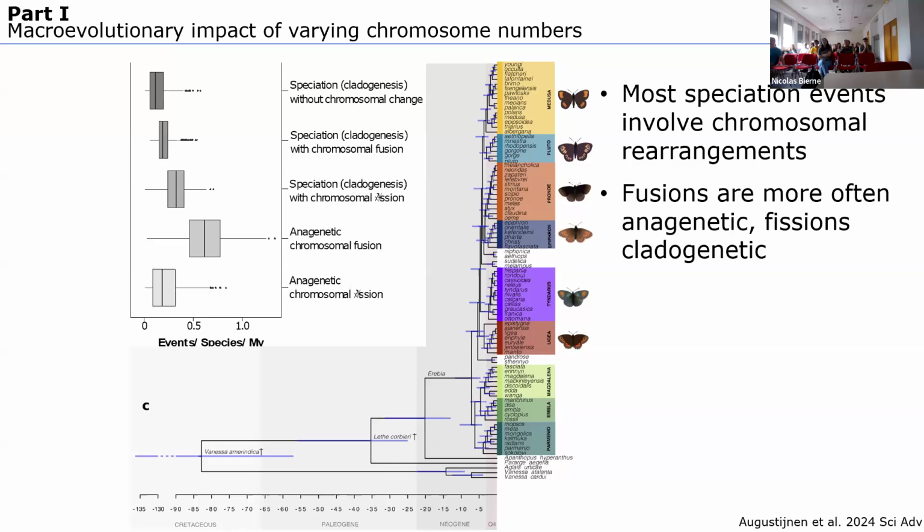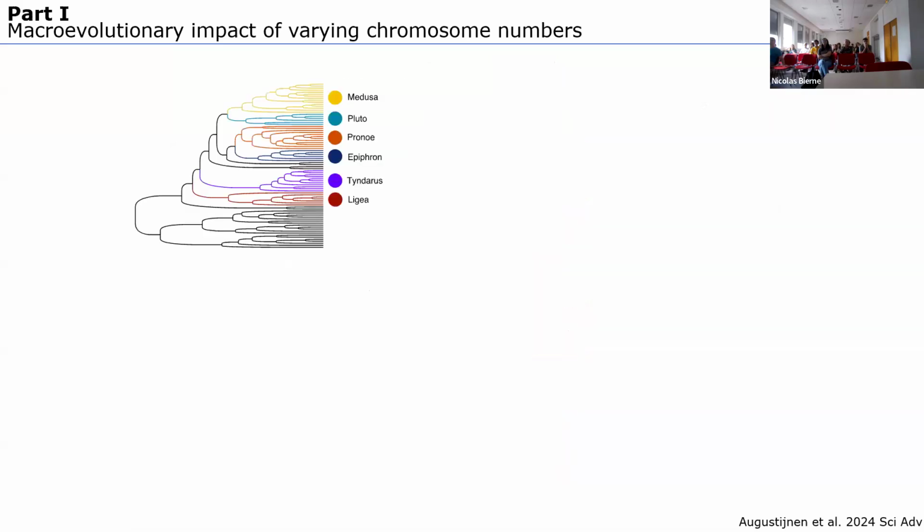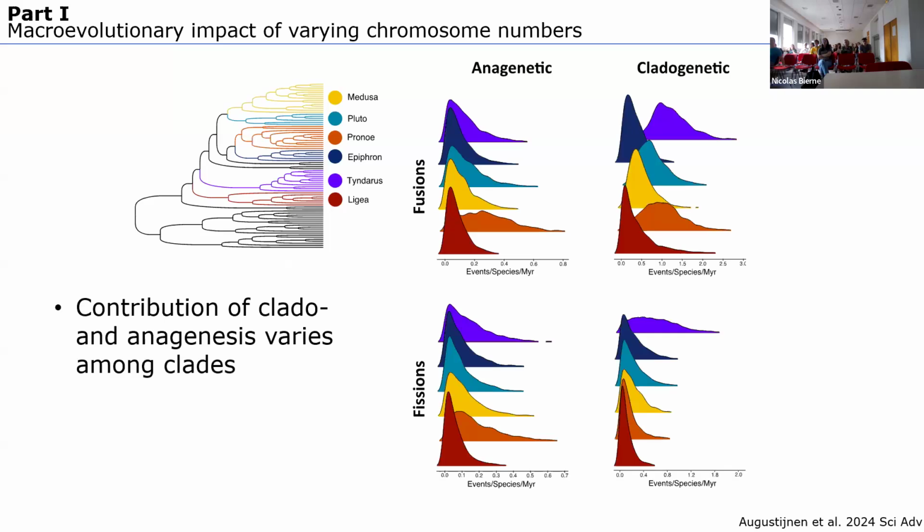This is along the entire phylogeny. And we also looked at the different subclades for which we had most karyotype information to see, is there actually some variation going on? And running this, sure enough, we see that the contribution rates of speciation differs among the different subgroups for cladogenetic and anagenetic components, fusions and fissions. So basically it varies among clades.